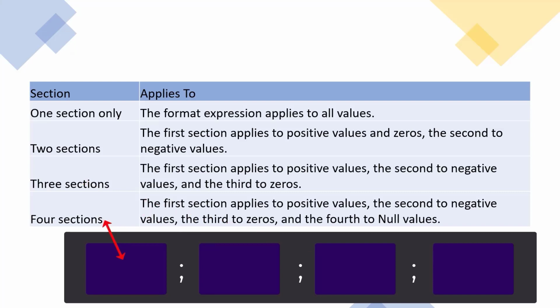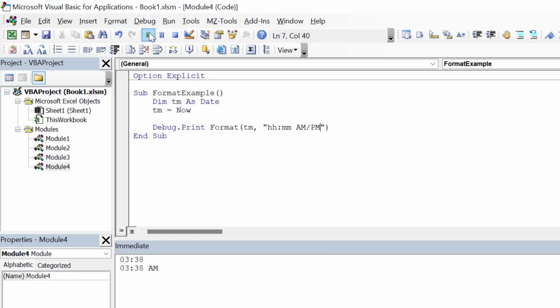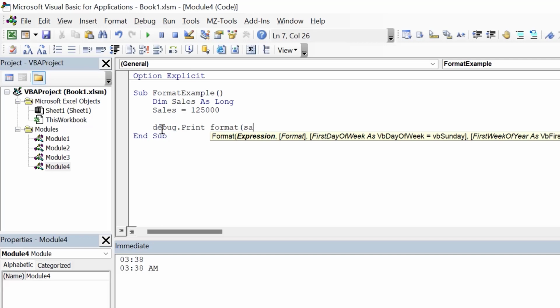Similarly, if you use 4 sections, the first section applies to positive values, second to negative, third to zeros, and fourth to null values. Let's understand this using an example. So I'm going to delete this and I'm going to declare a variable to hold the sales values. Dim sales as long. Sales is equal to 125,000. Debug.print Format(sales, "$#,##0"). I want to show this value with a $ sign, so I'll type $, and I want these numbers to have a 1,000 separator, so I will type hash, comma, hash, hash, 0, close quote, and close parenthesis.